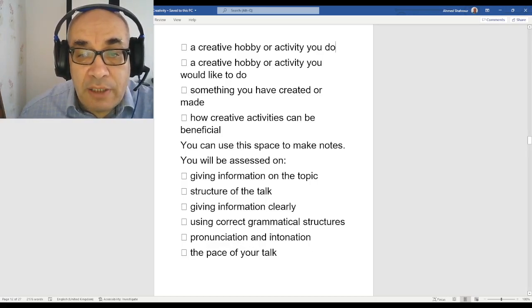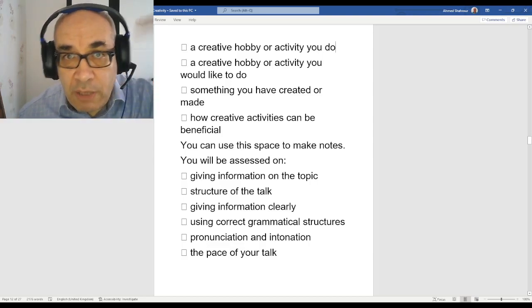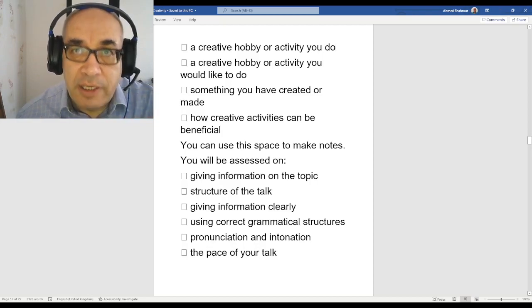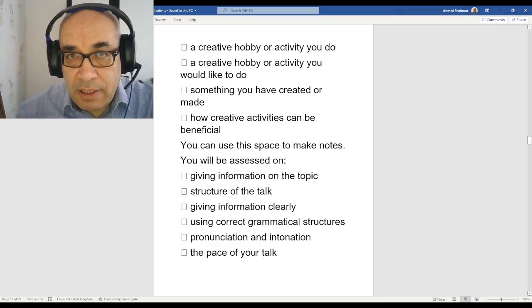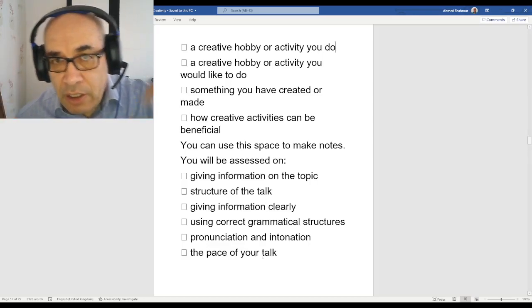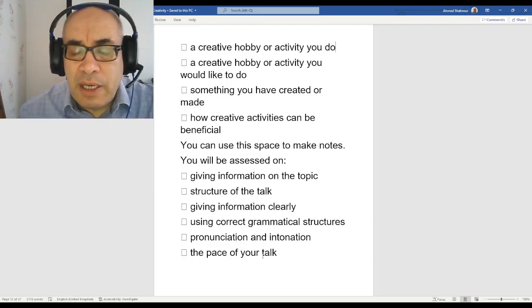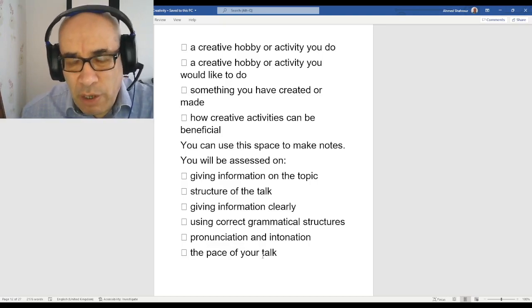Pronunciation and intonation. So again, intonation, your voice going up or down. Pronunciation, is your speaking clear or not clear? The pace of the talk. Pace is the speed. Do you speak slowly or very slowly? Do you speak quickly or very quickly? I think the important thing is you have to speak naturally, not too fast, not too slow.